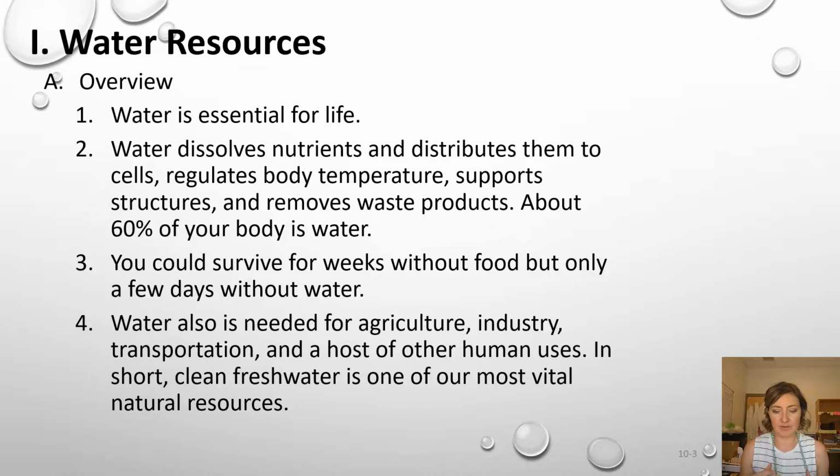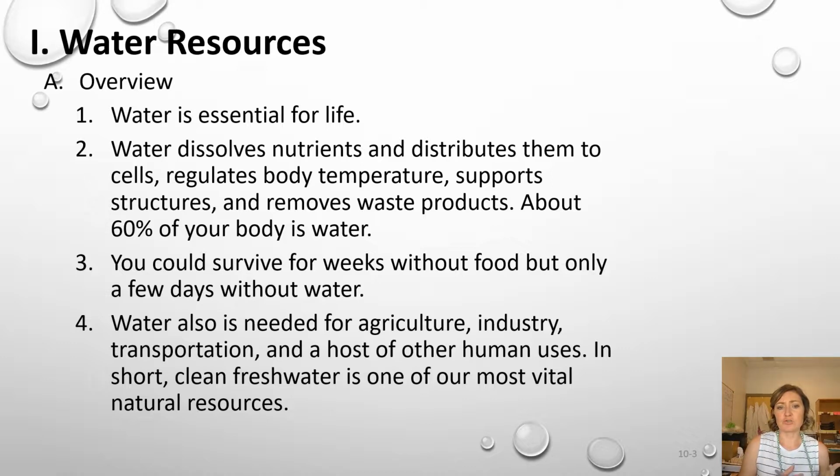Because of this and because of how vitally important water is for the body, we tend to hold it in high esteem, but also because we have water coming out of our faucets, we maybe don't tend to think about water being in a shortage because of where we are. Water is needed for agriculture, which we talked a lot about in Chapter 7 with food and agriculture, industry, transportation. There's a lot of human uses. We interact with water on a daily basis.